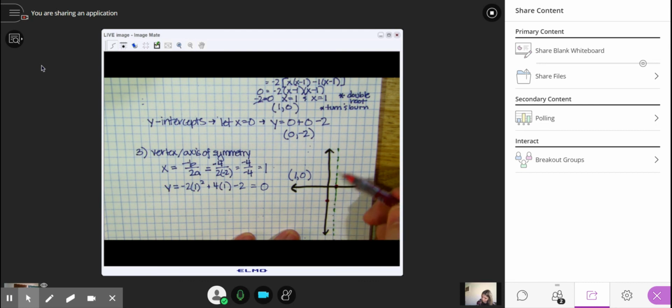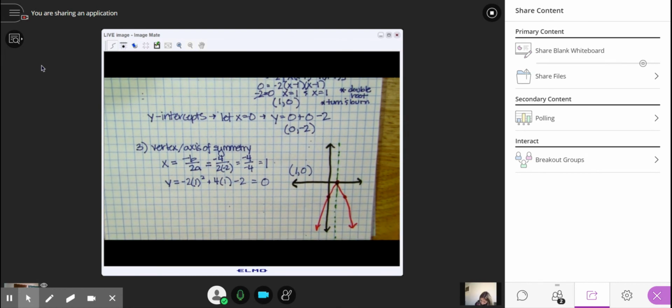So what that means is that I can use this axis of symmetry for this point at 0, -2. You see how it's 1 to the left? That means I'll have a second point 1 to the right. And these 3 points are enough to draw the parabola. Doesn't need to be perfect, just needs to show it.